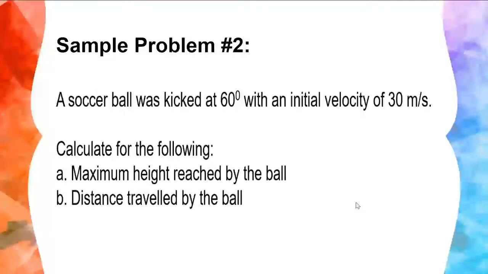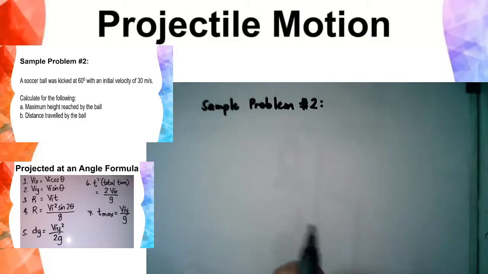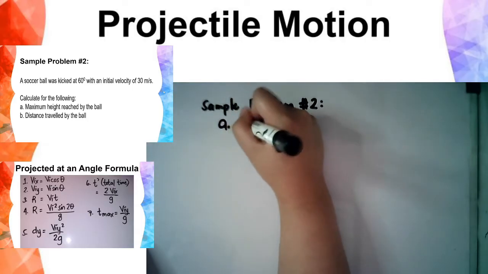Now let's proceed with sample problem number 2. A soccer ball was kicked at 60 degrees with an initial velocity of 30 meter per second. So you need to calculate for the following. Letter A, the maximum height reached by the ball, and letter B, the distance traveled by the ball. Let's go back to our whiteboard. So, katulad ng ginawa natin kanina, first step pa rin, you need to identify the given quantities. So, we have the given.